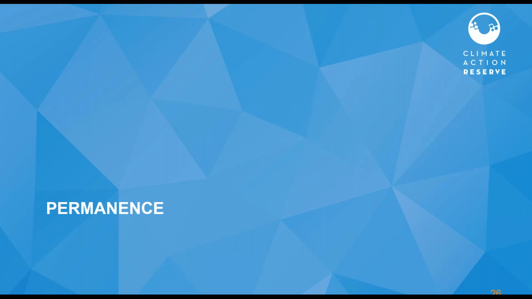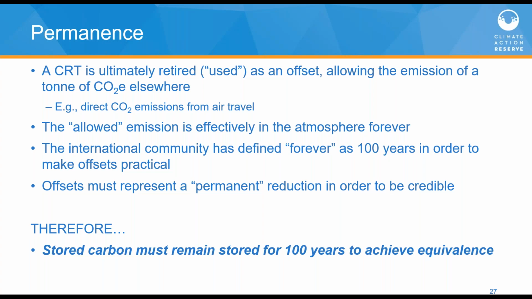Let's get into permanence. So a CRT, let's remember, is an offset credit. When it gets used, which means it gets retired in our system by somebody who purchased it, this allows the emission of a ton of CO2 equivalent somewhere else on the planet. For example, if somebody wants to offset their air travel, there's going to be a direct CO2 emission there, and then they're going to retire your grassland credits to offset it. The emission that was allowed to occur, for example the CO2 from the airplane, is effectively in the atmosphere forever. It takes a very long time for that CO2 to go away.